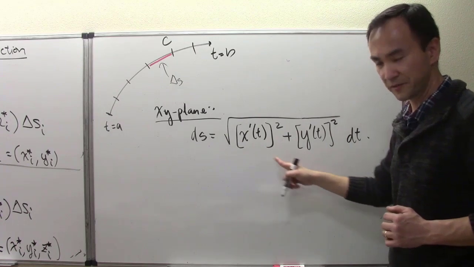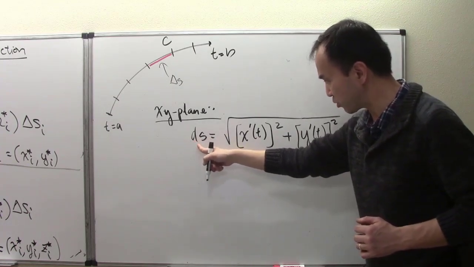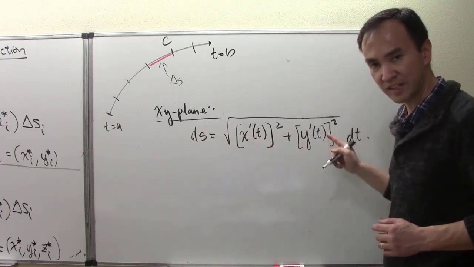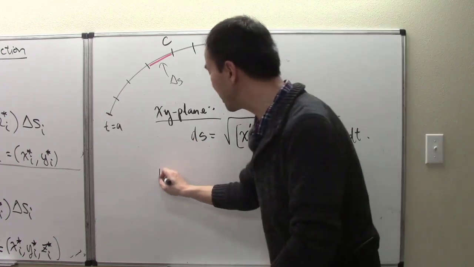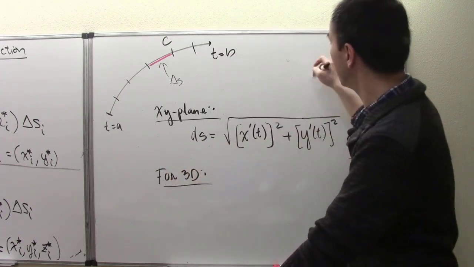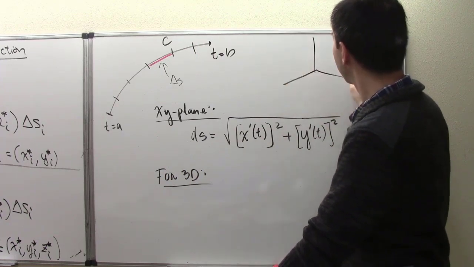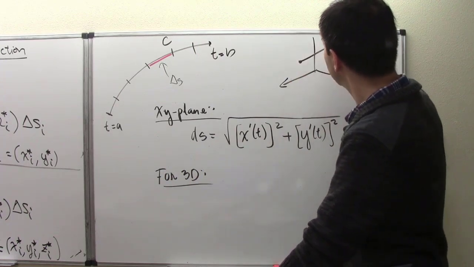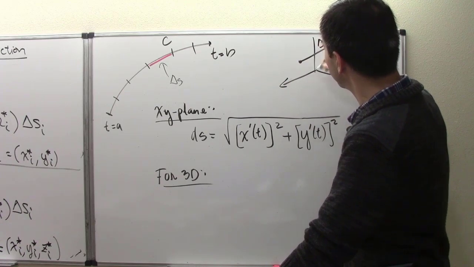So that's how we express ds on the x and y plane. So what about for 3D? Think about in 3D space right here, from a delta s right here. And we do it the same way.